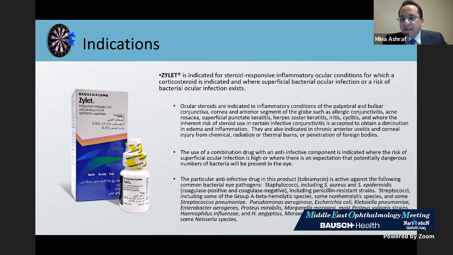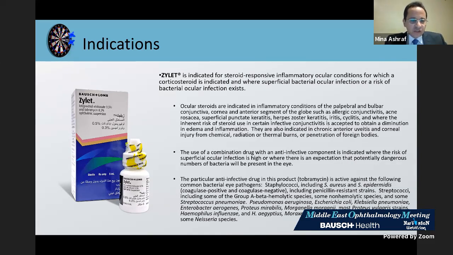They are also indicated in chronic anterior uveitis and corneal injury from chemical, radiation, or thermal burns or penetration of foreign bodies. For tobramycin, the use of a combination drug with an anti-infective component is indicated where the risk of superficial ocular infections is high and where there is an expectation that a potentially dangerous number of bacteria will be present in the eye.